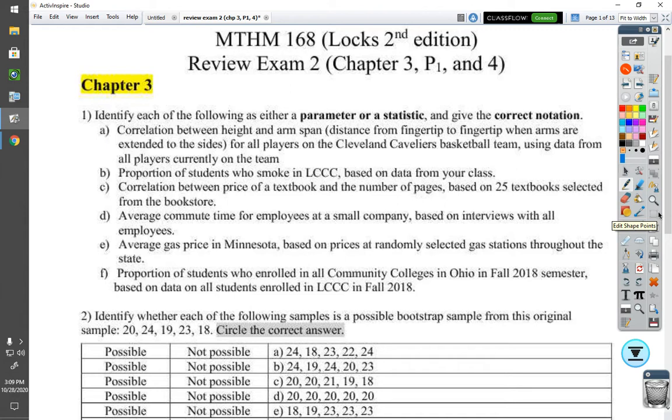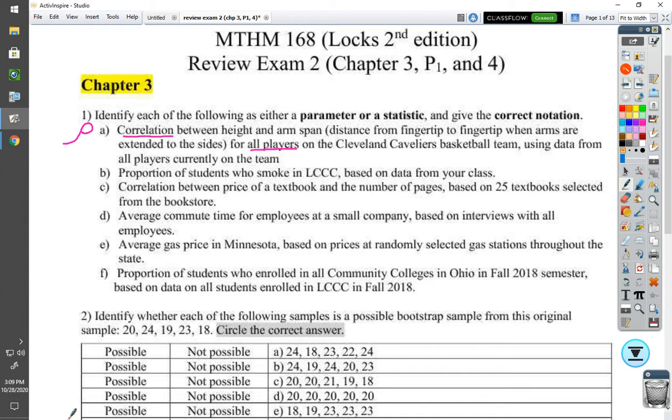First question says, identify each of the following as a parameter or a statistic and give the correct notation. We're talking about a correlation between height and arm span, and it doesn't matter really what it is, for all players. So the identifiable piece here is all players. Since we're dealing with all players, we're dealing with a correlation value, and a correlation value is a rho value. Kind of hard to make the rho value, but there it is right there.